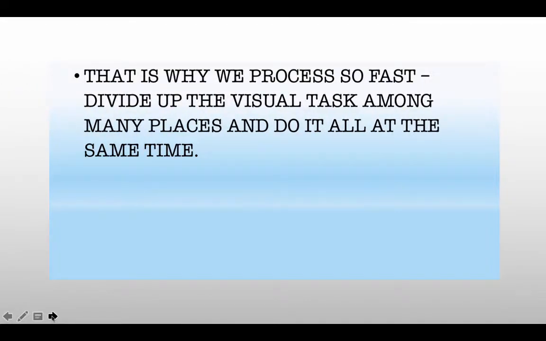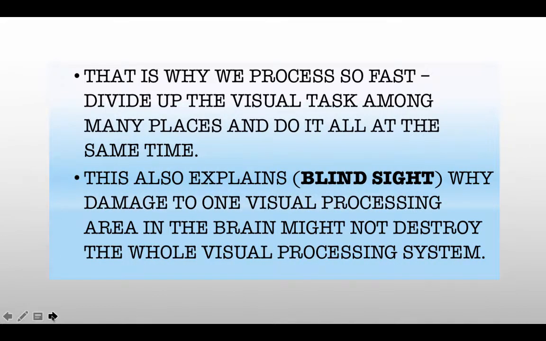This explains why we can process a visual scene so fast, because we can do many things at once. And it also explains an interesting phenomenon called blind sight. When our eyes function perfectly well and the information gets to our visual cortex, but one of those areas in our visual processing system gets broken, we don't lose all of our visual processing, but we just lose some of it. I'm going to show you a couple of video clips here momentarily.